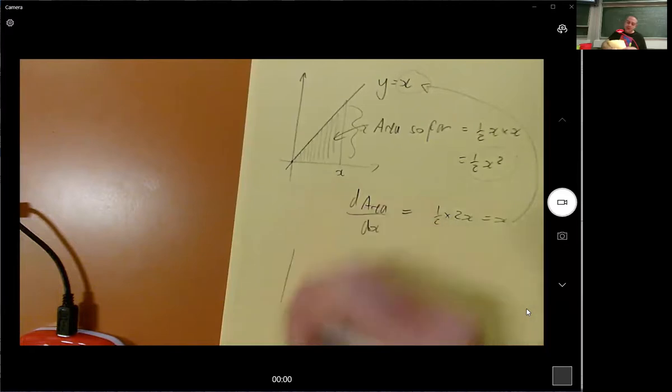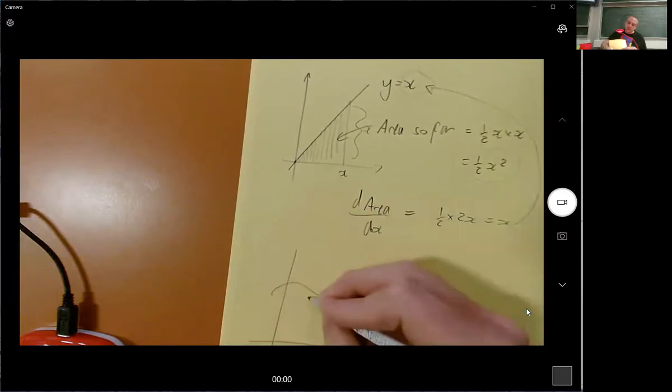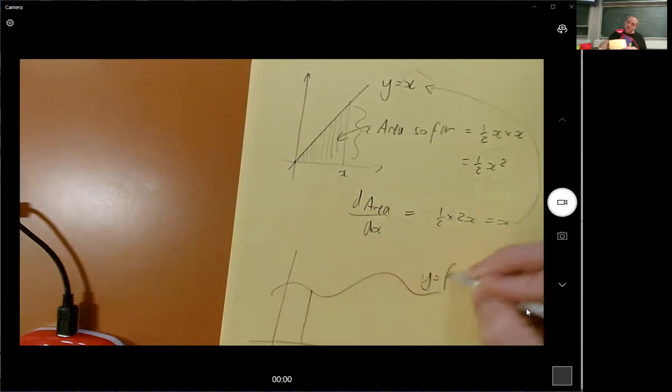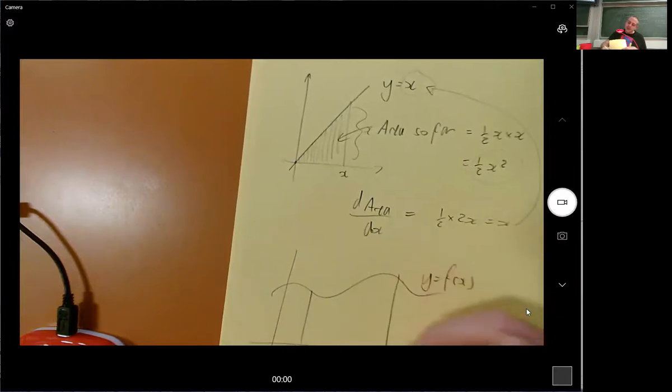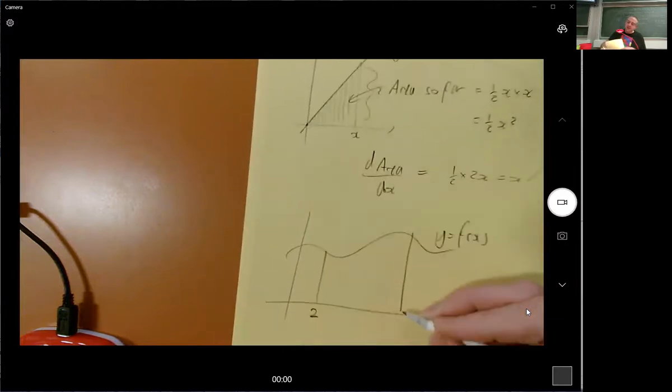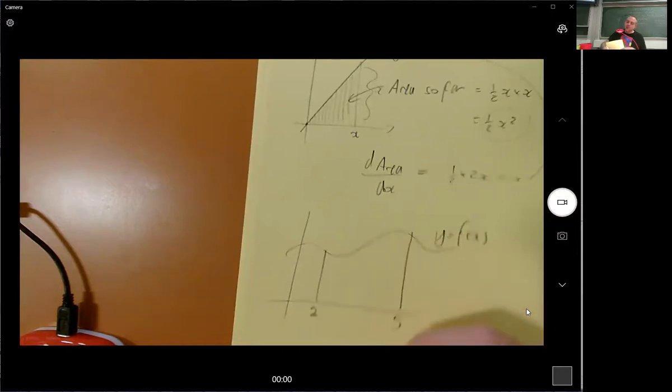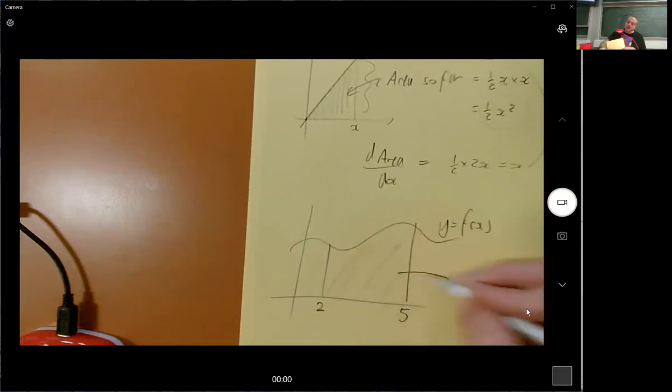So a definite integral is you've got a function and you have positions on the x-axis, which will be whatever they are. I'm just making up stuff. Then this area is denoted by the integral from 2 to 5 of f of x dx.